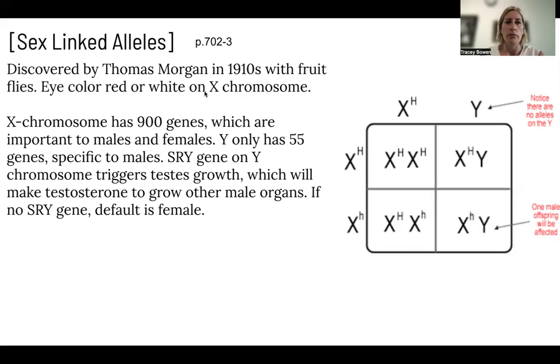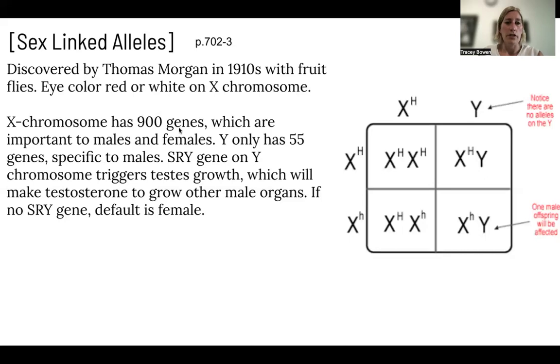So with Thomas Hunt Morgan and his fruit fly experiments, what he was doing was he was seeing that some male flies were producing certain eye colors, and that was only occurring in the male flies. And so that was how he discovered sex-linked genes.